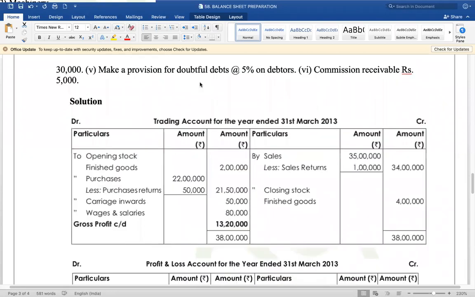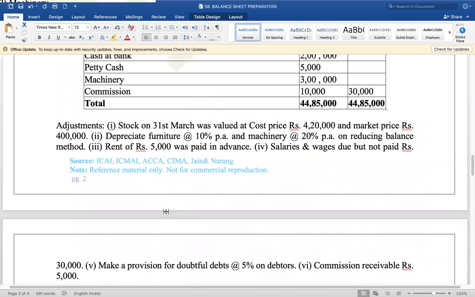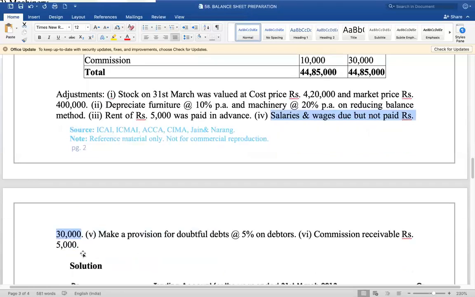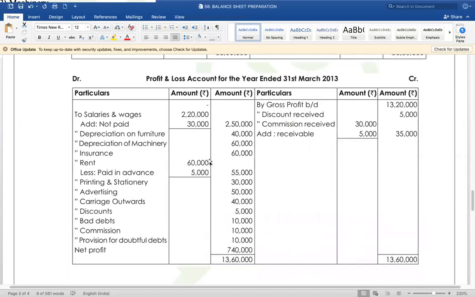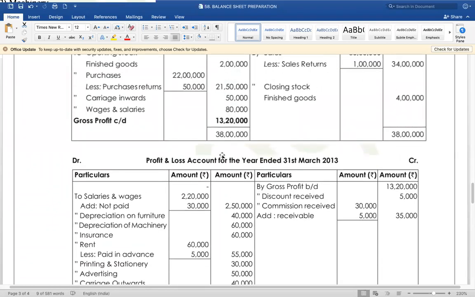And there is some amount left over in the adjustment with regard to salary. Where is that? Fourth point. Salaries and wages due but not paid. Outstanding salary of 30,000. It has become due but you did not pay. 220 plus 30, 2,50,000 is the total amount of salary which has become due. 220 which is paid, 30 which is due. The total amount of salary for the year is 2,50,000.